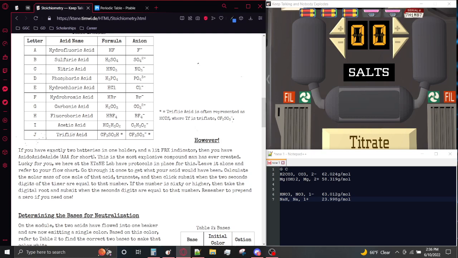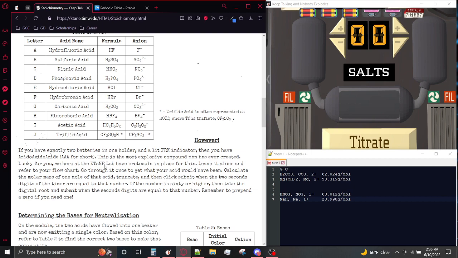If you have exactly 2 batteries in one holder and a lit FRK indicator, then you have created azide, which I'm pretty sure is not a thing that exists, but maybe I'm surprised by how much research went into this module. So, in this case, this is the last thing you need to even consider in the manual.